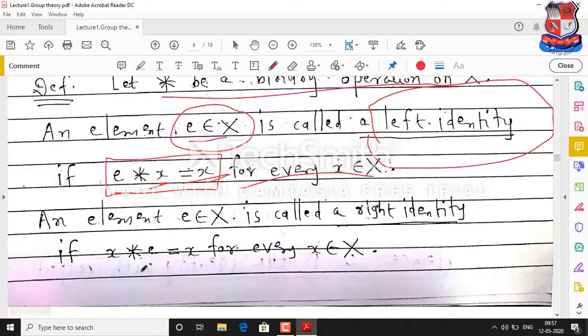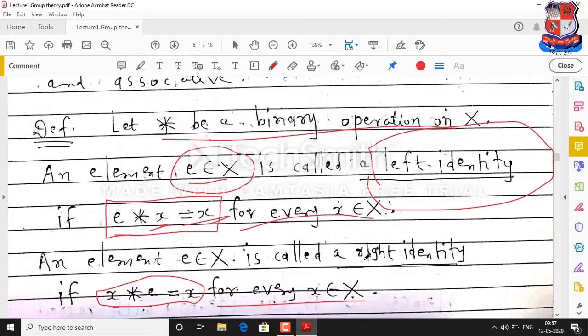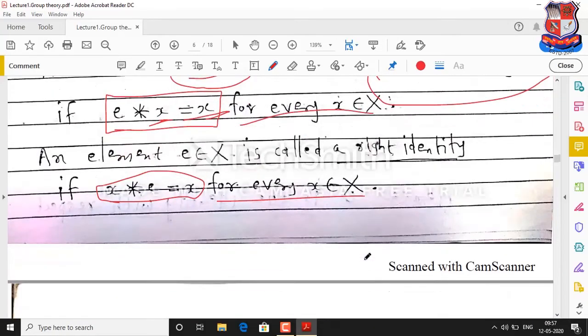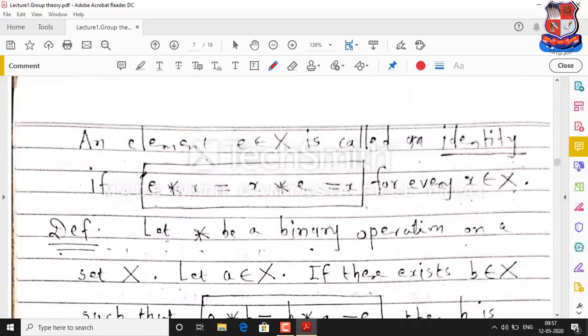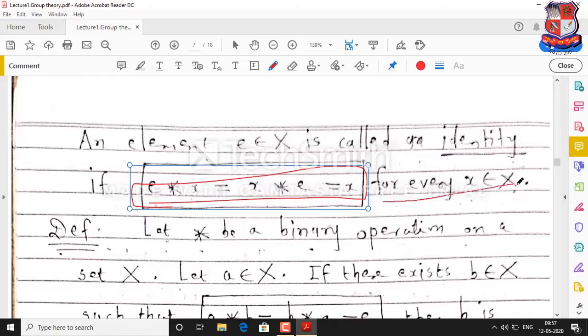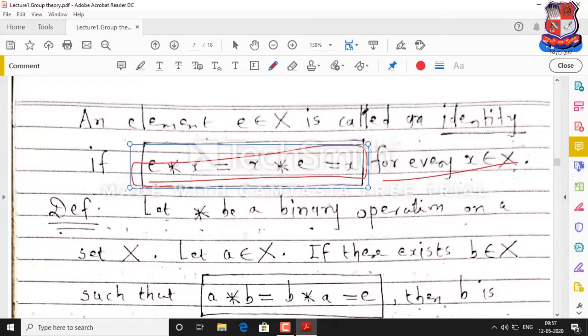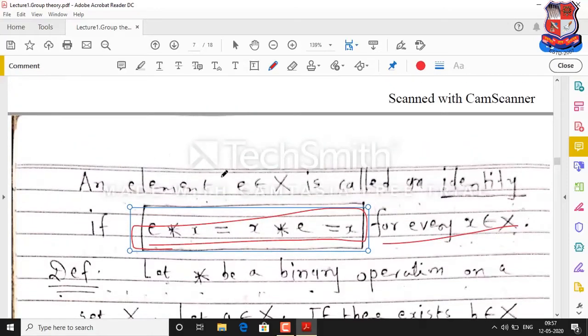Similarly, E is called right identity if X star E equal to X for every X belongs to X. So if both of these are satisfied and both are equal, that is E star X equal to X star E equal to X, if this is satisfied for every X belongs to X, then we say that E is the identity element with respect to the given binary operation. Okay, you are familiar with identity elements.